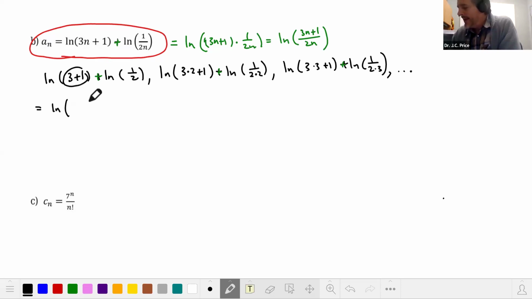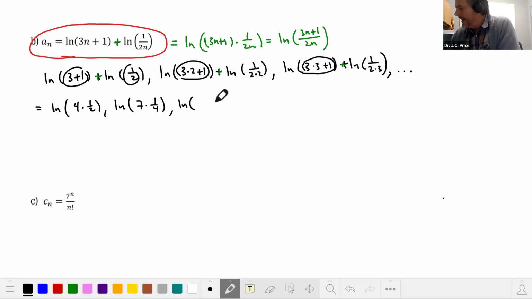And so that's going to be 4 times 1/2, because there's my 1/2 there, comma, ln of, and then this right here is a 7, and that's going to be times 1/4, and then comma, ln of, and then this guy's 3 times 3 plus 1 is a 10, and that's times 1/6, then comma, dot, dot, dot, and that's going to be equal to then ln of, and that's a 2, right?